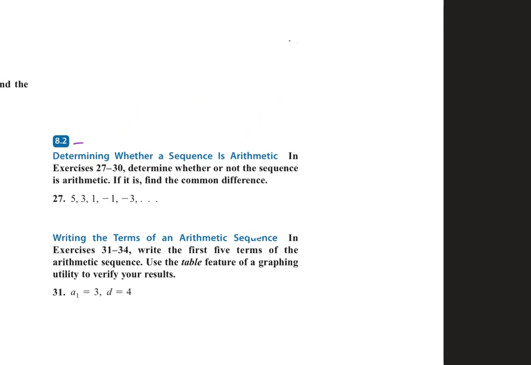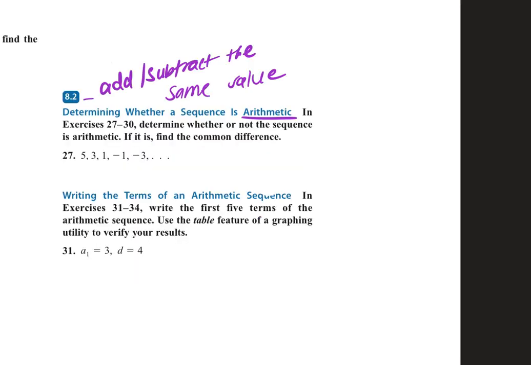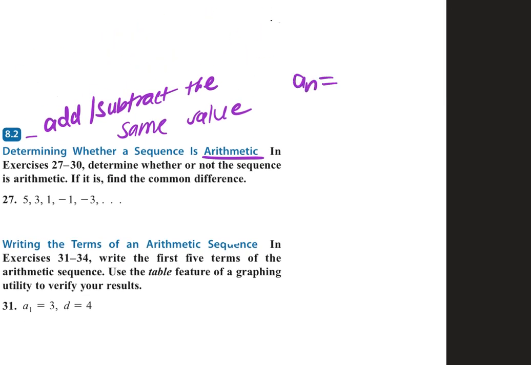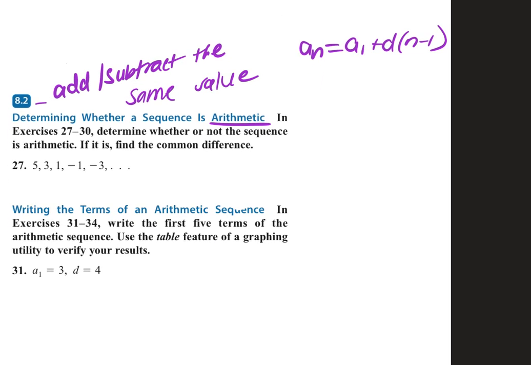When you get to 8.2, it is arithmetic. What is an arithmetic sequence? What does that mean? You're constantly adding or subtracting the same thing. All right, arithmetic is adding or subtracting the same value, and the formula for arithmetic is A1 plus D times N minus 1. When you get into this section, they also did partial sum. So the sum of an arithmetic was N over 2 times first plus last.